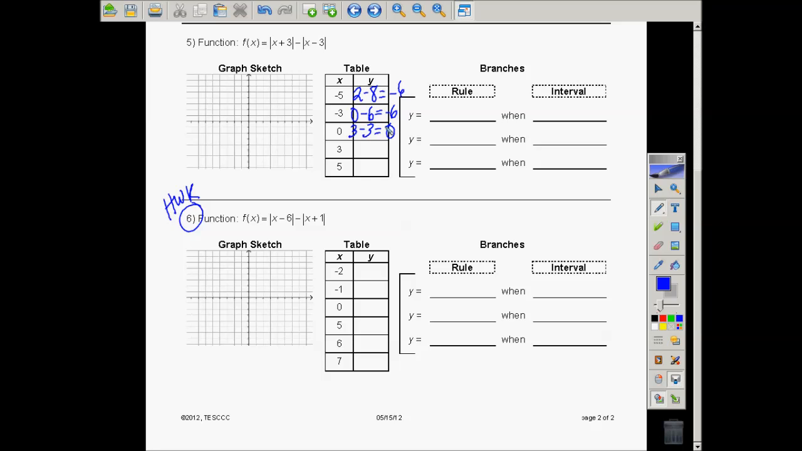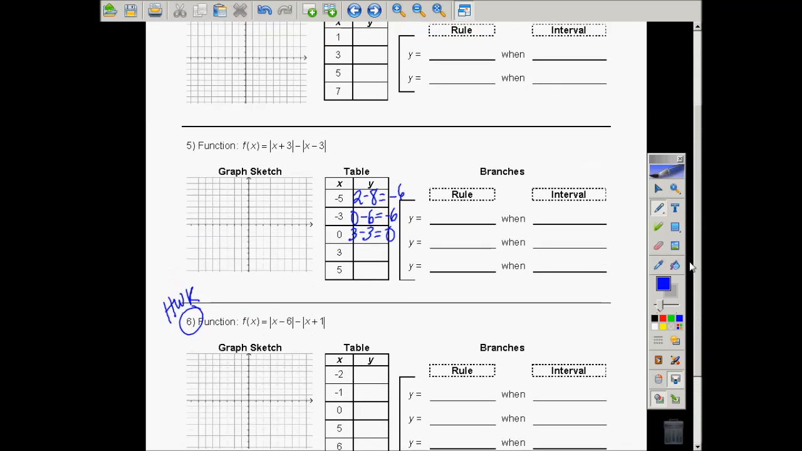0. Okay. Can you get points deducted for writing in pen? No. Okay. All right, 3 plus 3 is 6. 3 minus 3 is 0. 5 plus 3 is 8. 5 minus 3 is... which gives me?